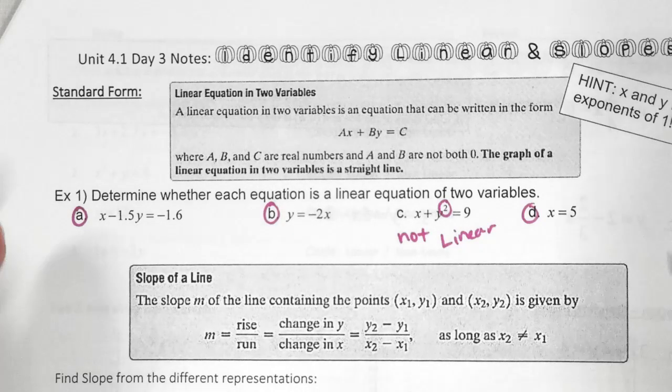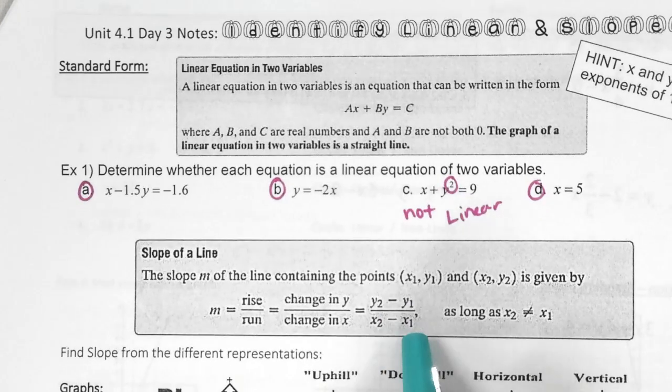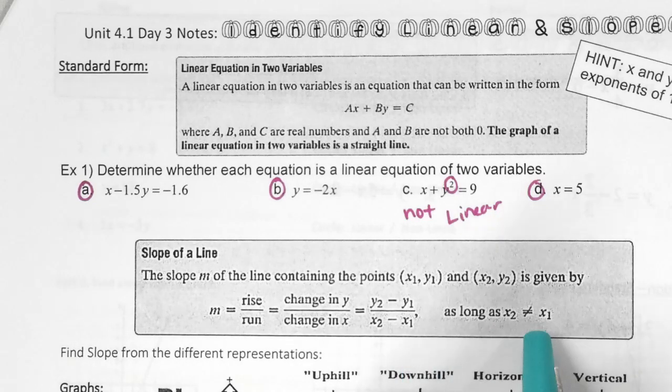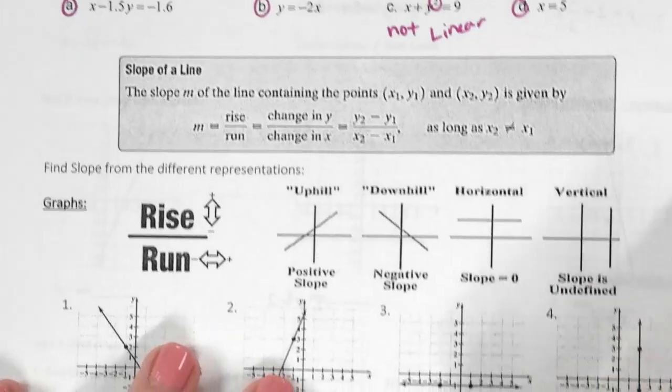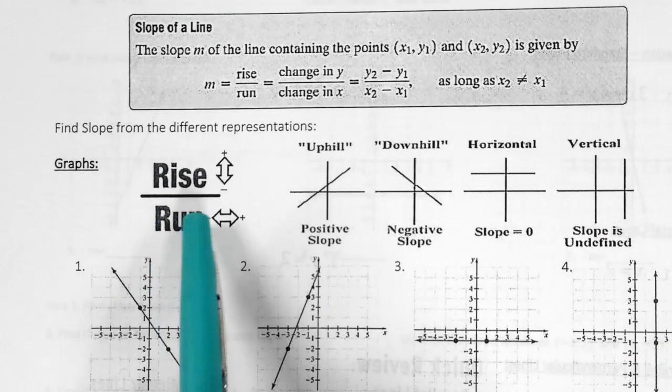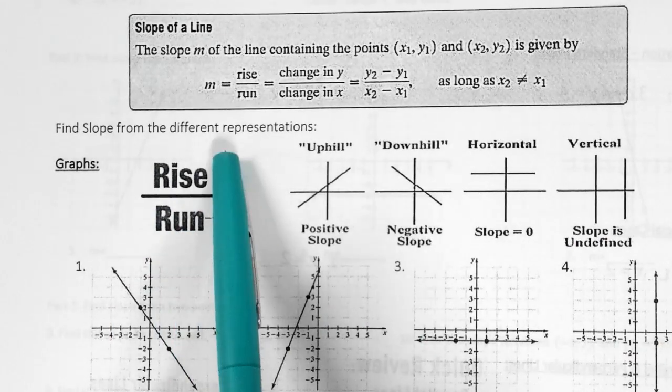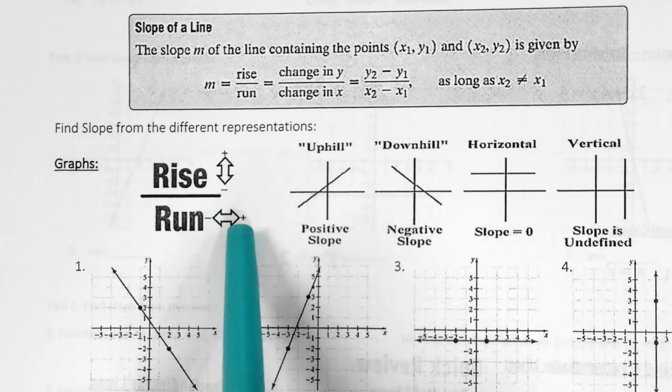Okay, so now we're actually going to talk about slope of a line. Some refreshers, the equation is rise over run, or change in y over change in x, or y2 minus y1 over x2 minus x1, as long as x2 does not equal x1. And I'll explain what that means here in a second. So, again, rise over run: up is positive, down is negative, left is negative, right is positive.